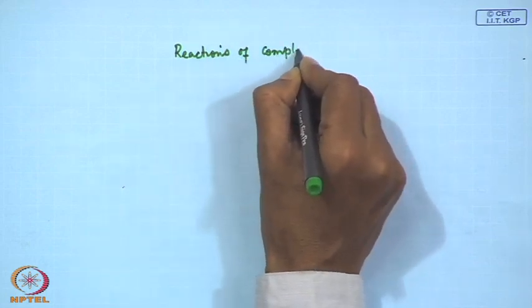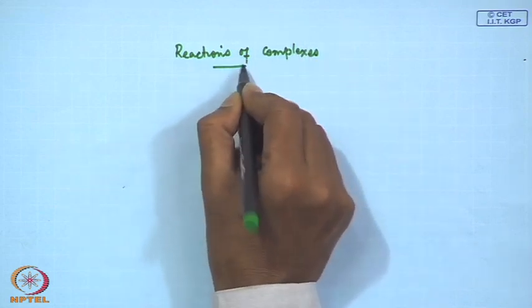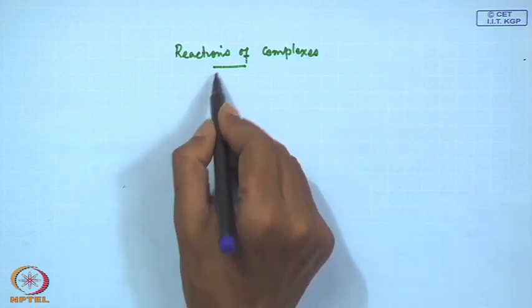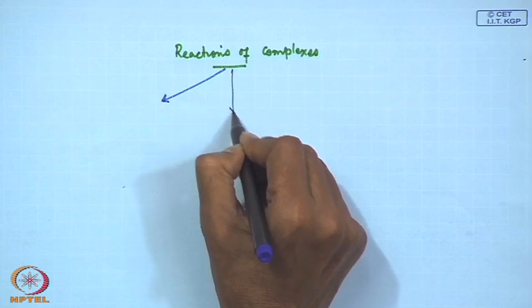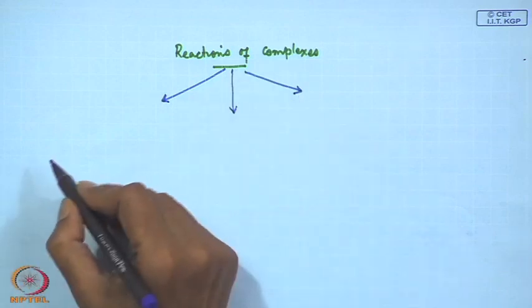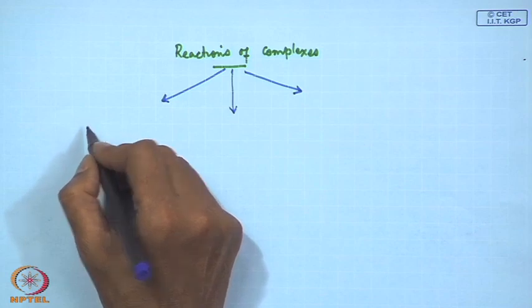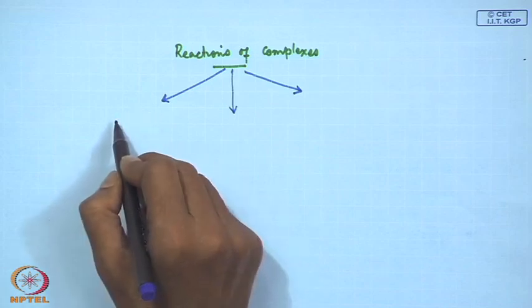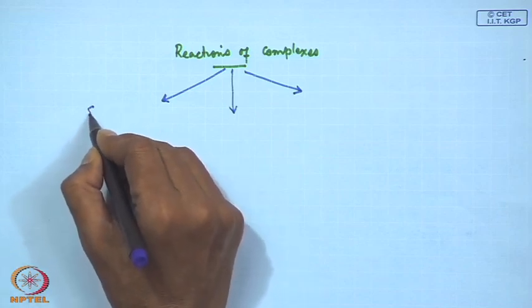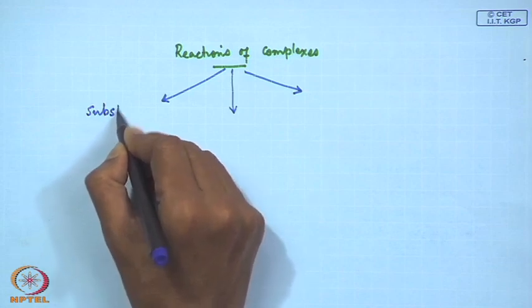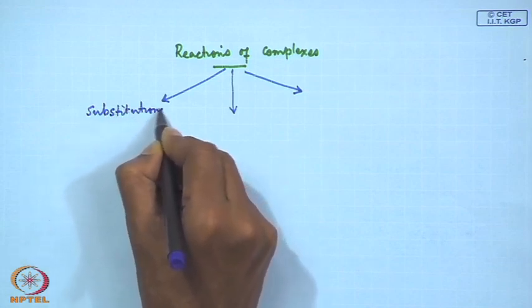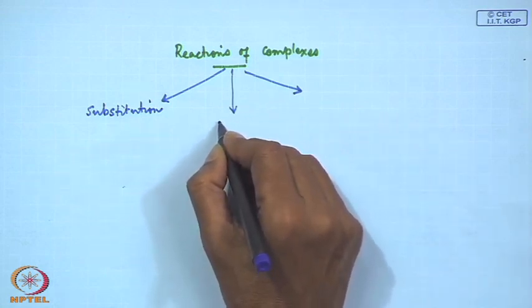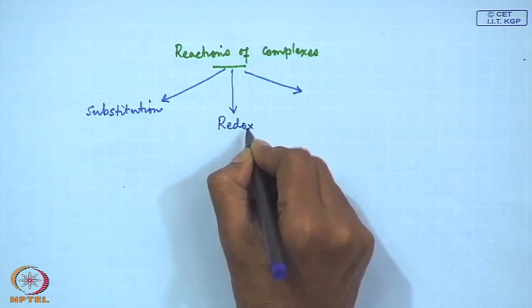The reactions of these complexes are of different types. They are basically of 3 types. We can consider substitution, that means L1 substituting L, or L2 substituting L1 at the metal site. So, we have substitution reactions at the metal center, then we have oxidation-reduction reactions, or redox reactions.